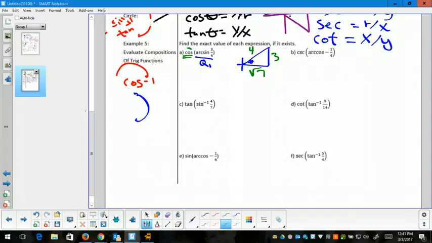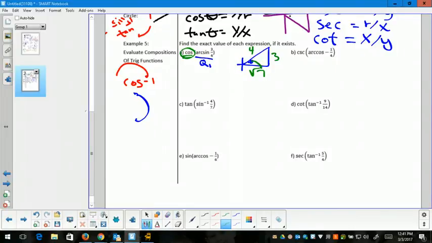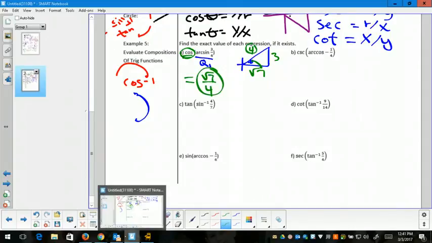So now when you ask me to find cosine, I don't really need the angle to know what the cosine is going to be, because I just need the adjacent and the hypotenuse. My final answer is square root of 7 over 4 for this problem.